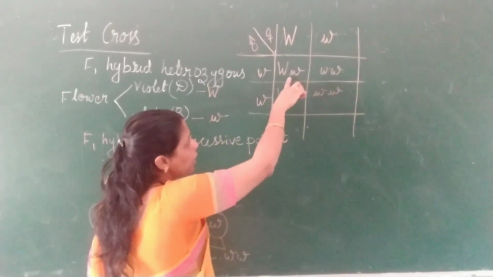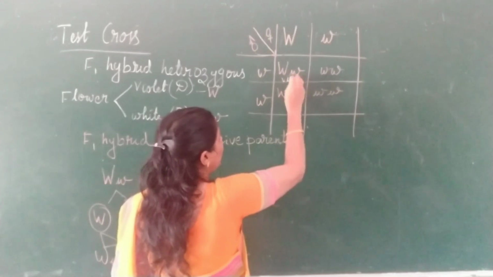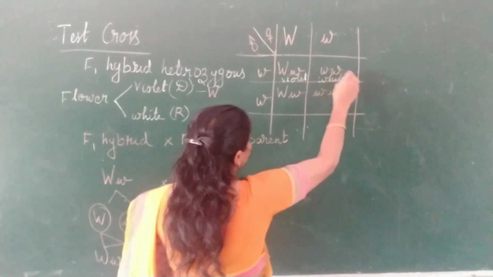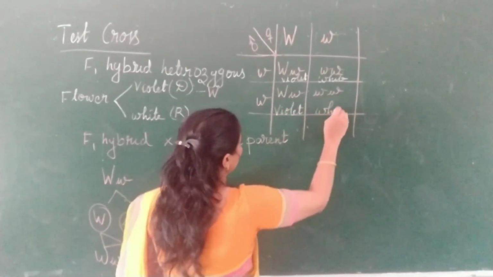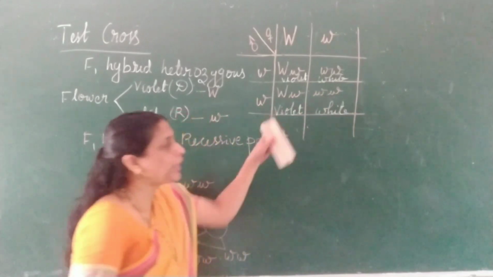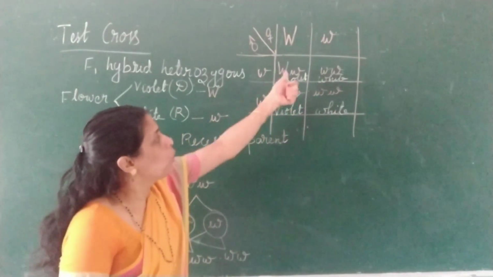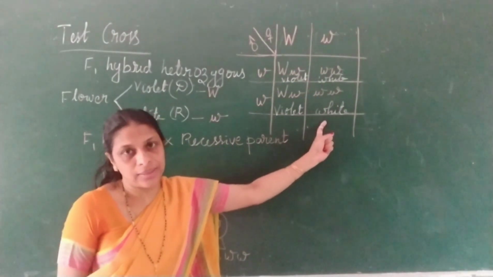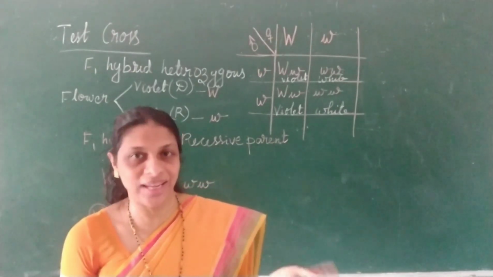So what will be the phenotype of this? This will be violet in color, isn't it? This will be violet. What about this? This will be white. This will be again violet. And this will be again white. So 50% of the plants produced will be having violet flowers and 50% of the plants will be having white flowers, if the F1 hybrid is heterozygous.